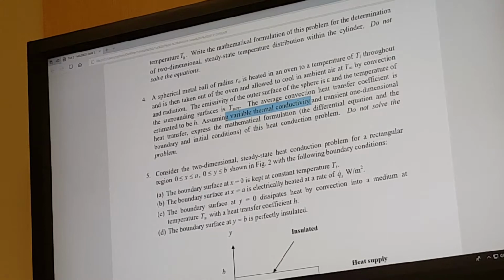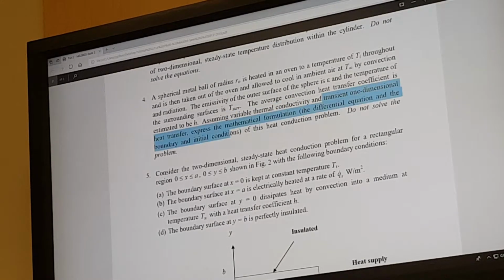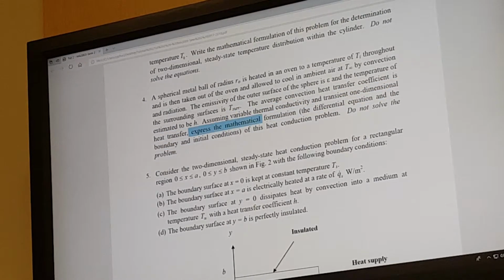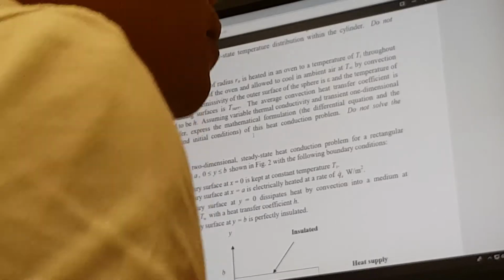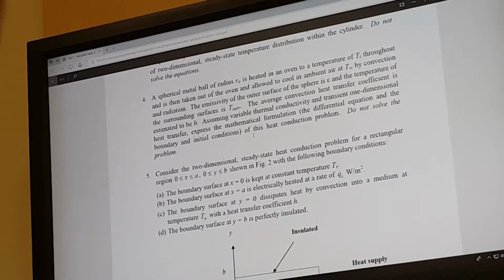Assume variable, the conductivity case is variable. Okay. Again, just asking to express the mathematical formulation. So you just need to go through from the general equation to the specific equation, and write down the boundary conditions, right? And each condition, because this one is transient.